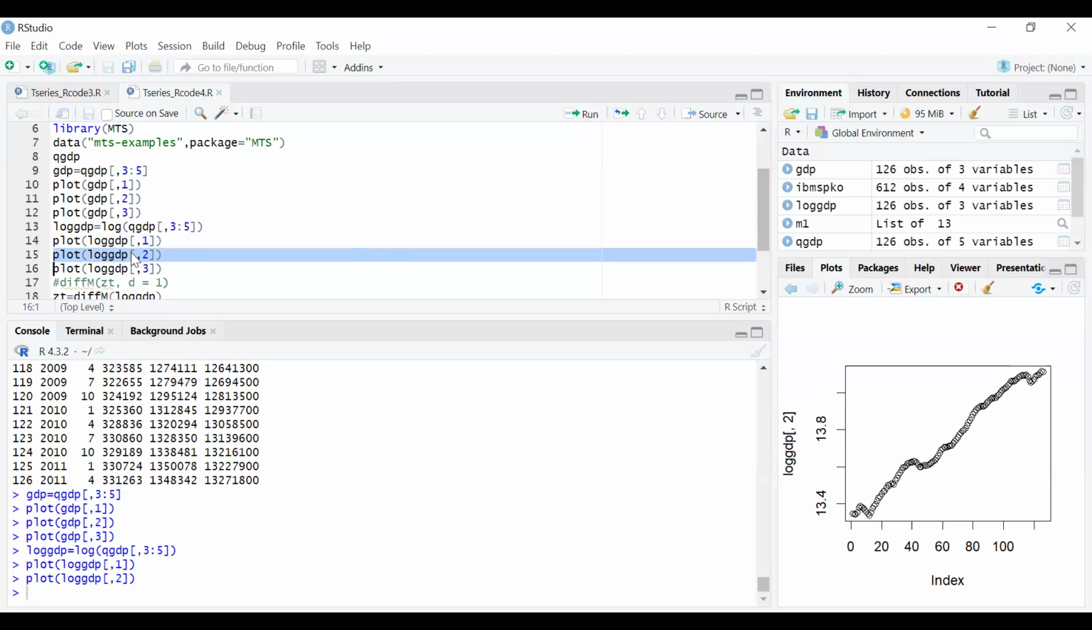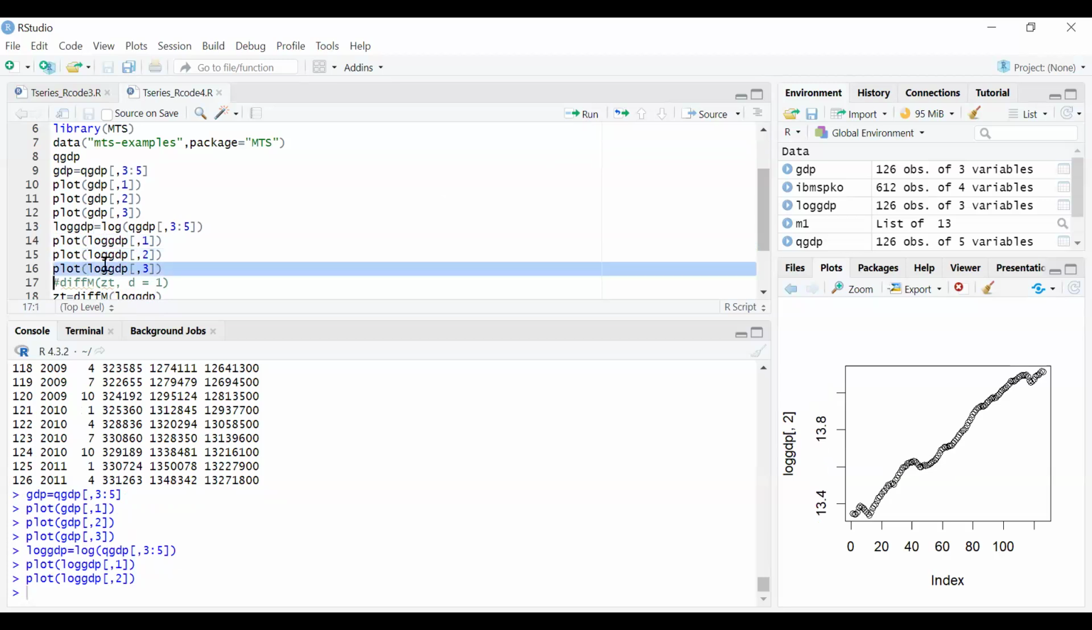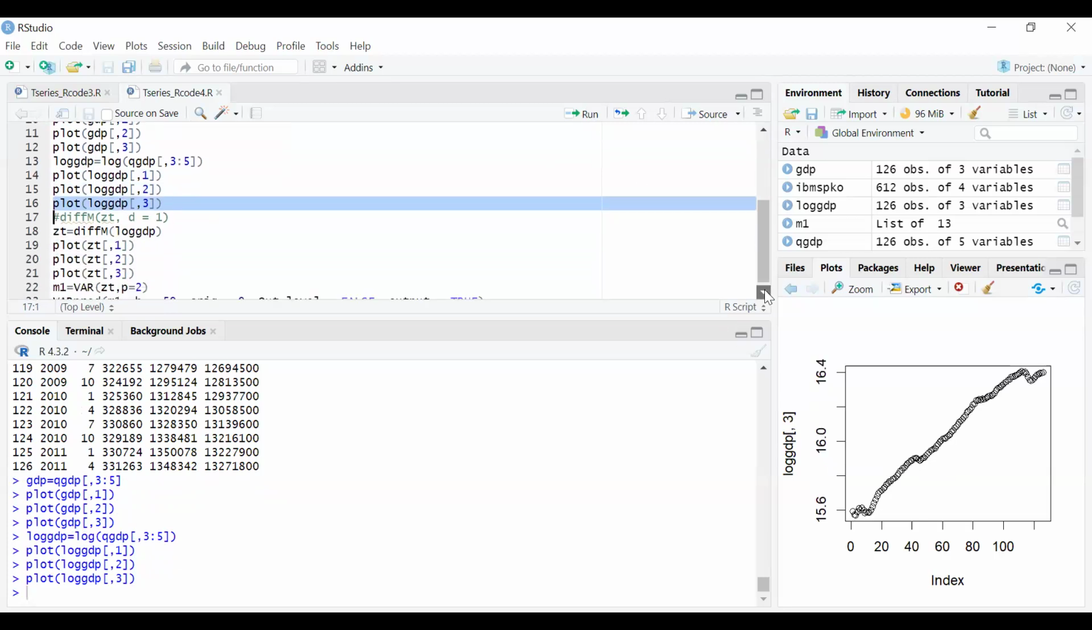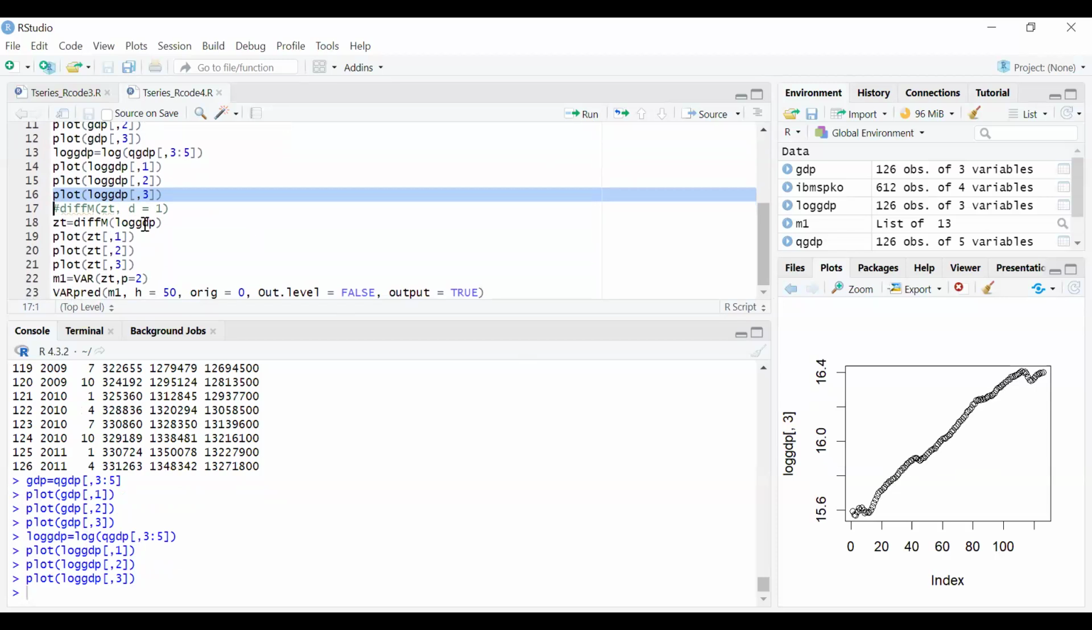Then this is the log scale GDP for Canada, and line number 16 gives us the log scale GDP for the US. Then in the next step, as I have mentioned, now we have seen in our slide, we have 3 time series. So a multivariate time series with 3 variables. The one variable is looking into the GDP for UK. The second variable is looking into the GDP for Canada, and the third variable is looking into the GDP for US.